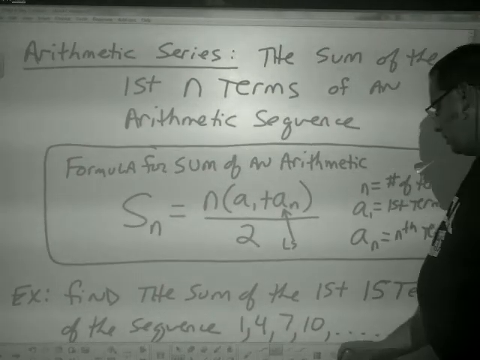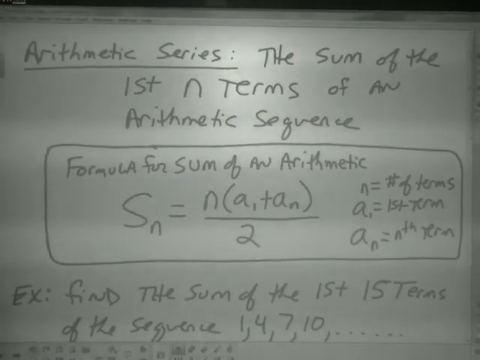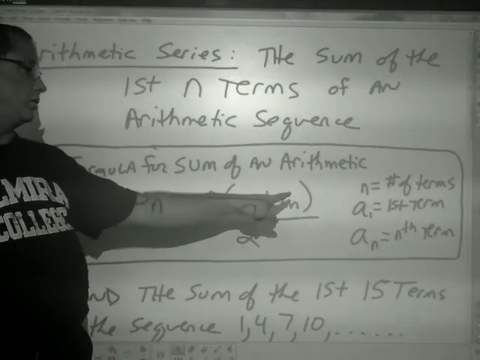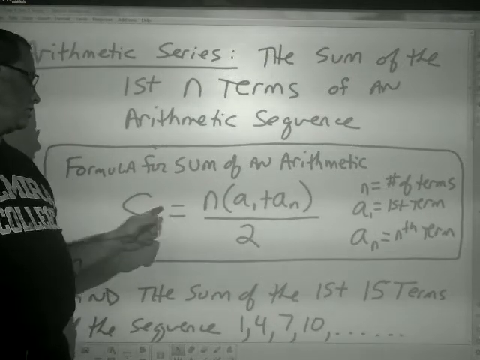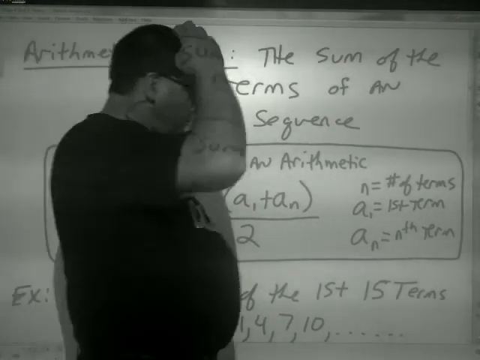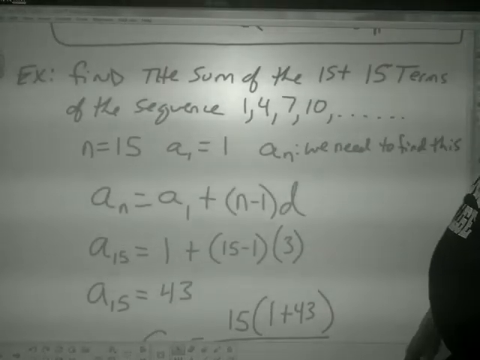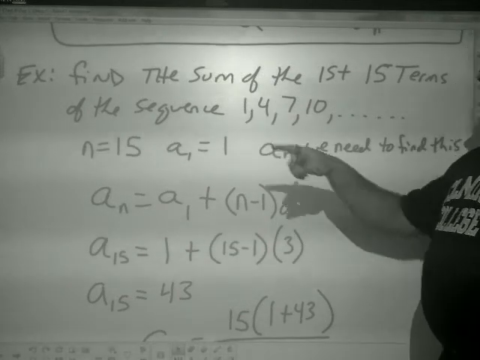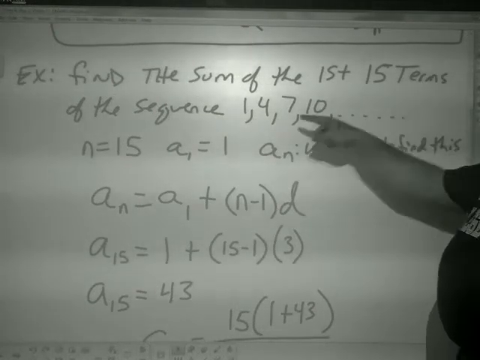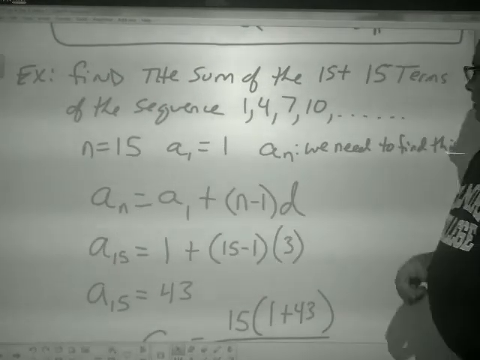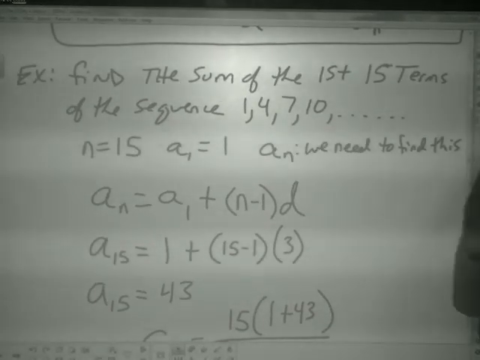I got it right here. The first term plus the last term. All right? The nth term, whatever one you are talking about. Add those two, times it by n, divide by 2, and that will give you the sum. So, for example, find the sum of the first 15 terms of the sequence. Well, the first term is 1. 15 terms, I know how many terms I need. Now, all I need to find is the nth term. So we need to find this first.